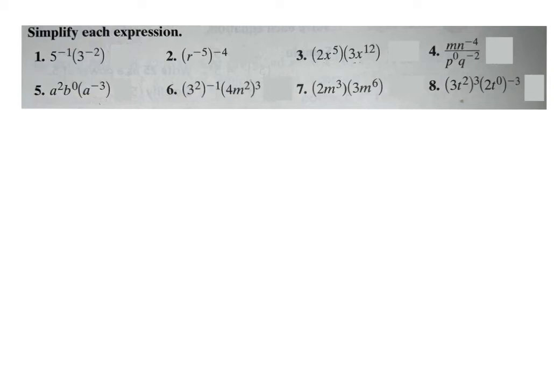All right, so for the first one, you should have gotten 1 over 45. For number 2, r to the negative 5 taken to the negative 4, you should have gotten r to the 20th. 2x to the 5th times 3x to the 12th is 6x to the 17th. And number 4, mn to the negative 4 divided by p to the 0, q to the negative 2, is mq squared over n to the 4th.